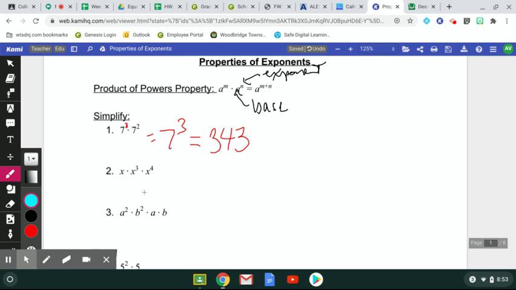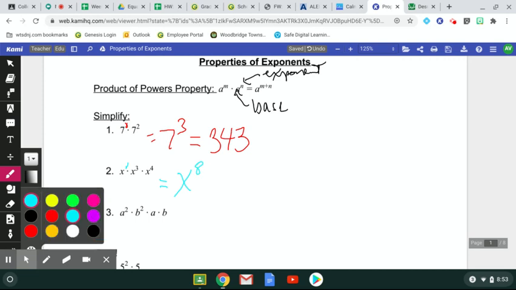Okay, let's try another. So here I have x times x to the third times x to the fourth. So remember, if nothing is written, it's understood that this one has an exponent of 1, and now I just add them all together. So this is going to be x to the 1 plus 3 plus 4. 1 plus 3 is 4, 4 plus 4 is 8. So this is x to the 8th power. Next one.